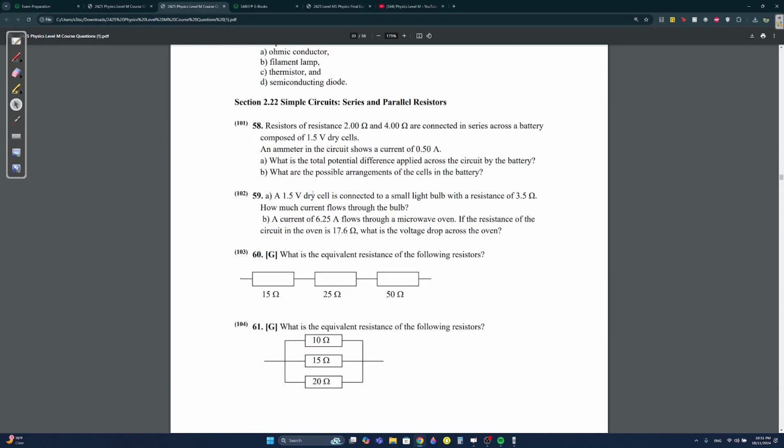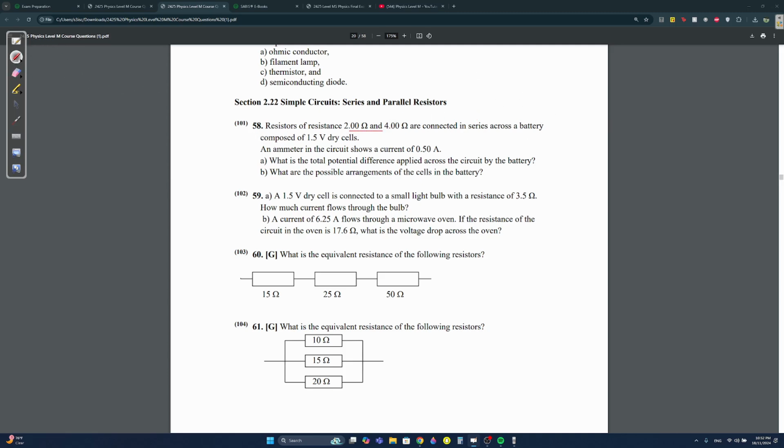Resistors of resistance 2 ohm and 4 ohm are connected in series across a battery composed of 1.5 volt dry cells. An ammeter shows a current of 0.5 A. What is the total potential difference applied across the circuit by the battery? Remember, people will be tricked and put 1.5. But no, obviously not. The whole thing is that it's in series, and in series, the voltage isn't the same everywhere. So for that reason, you actually need to find it.